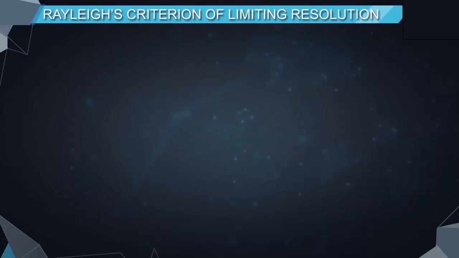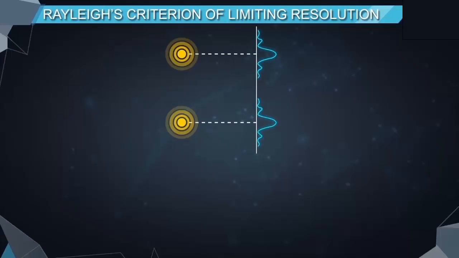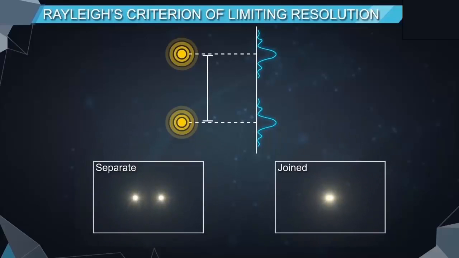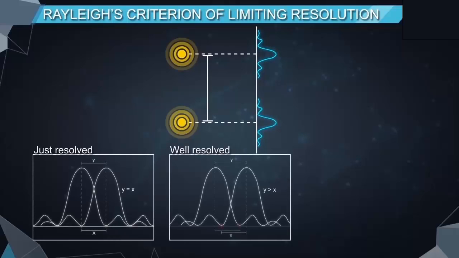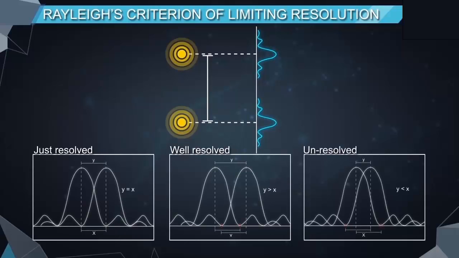Rayleigh's criterion of limiting resolution. When two-point objects are seen with the naked eye or with the help of an optical instrument, whether the two objects are seen as two separate objects or not depends on the separation between the centers of the bright disks of the images of the objects. The two objects may be just resolved, well resolved, or unresolved.